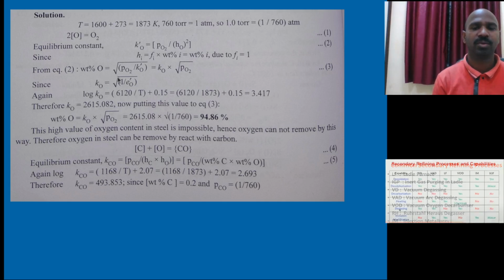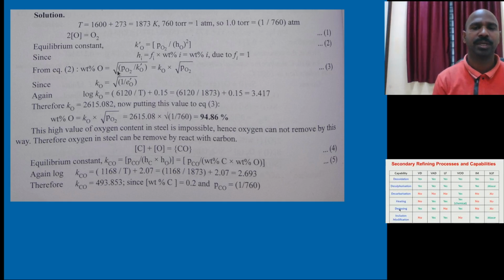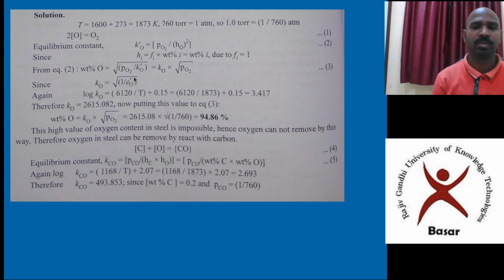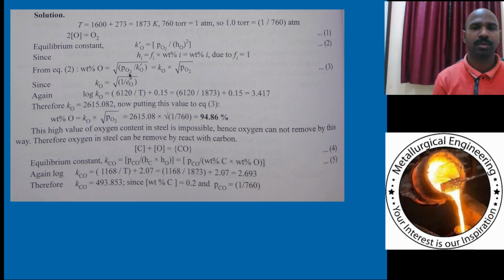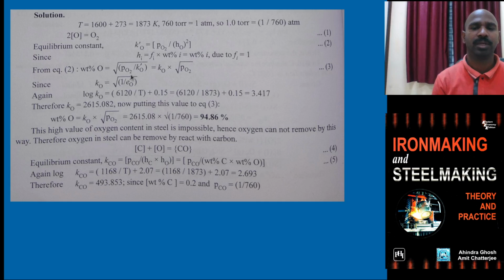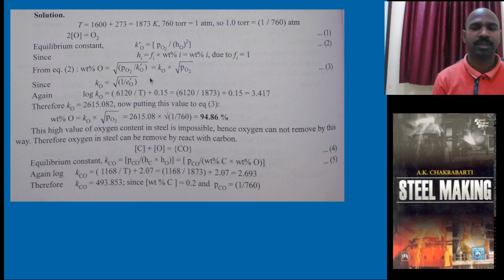Now to remove this square, if you apply the square root, it becomes weight percentage of O, whereas this PO2 by KO dash becomes a square root. And another simplification: since this KO dash is in the form of 1 by KO dash, assume that it is interpreted wrongly, it is KO dash. The square root of 1 by KO dash, assume that it is the KO. So in the further step, it is written KO.